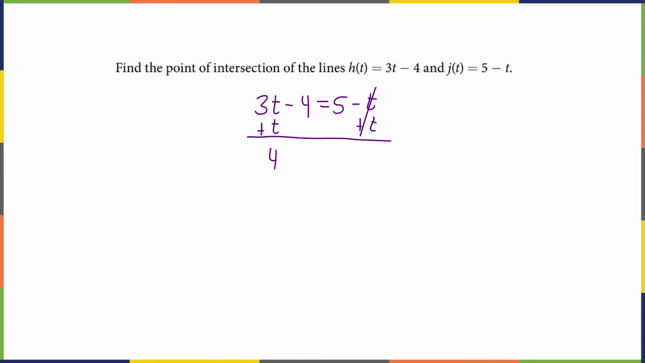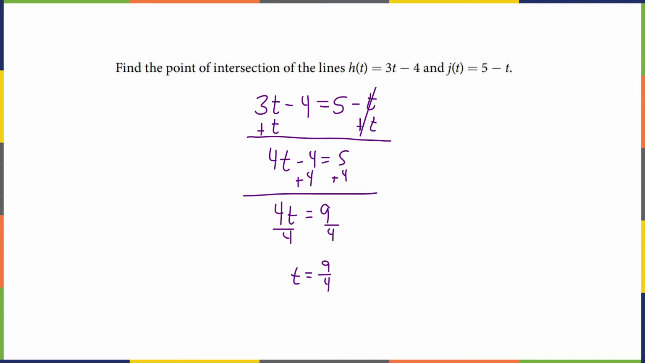And that's going to give me 4t minus 4 equals 5. Then I add 4 to both sides, and I have 4t equals 9. Then I divide by 4, and I get t equals 9/4. Now, you might be tempted to box that and be done. However, they want the point of intersection.